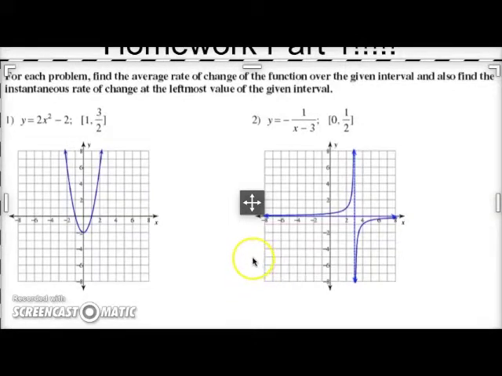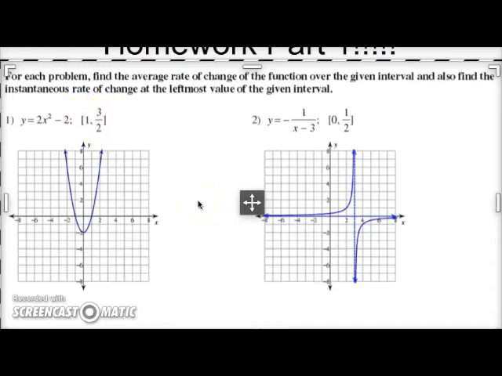Okay guys, so I'm going to do an example of average rate versus instant rate. The problem says, for each problem, find the average rate of change of the function over the given interval, and also find the instant rate of change at the leftmost value. So they want me to find the average rate between 1 and 3 halves, or 1.5. And then they want me to find the instant rate at 1, which is the left point between the 2 points.